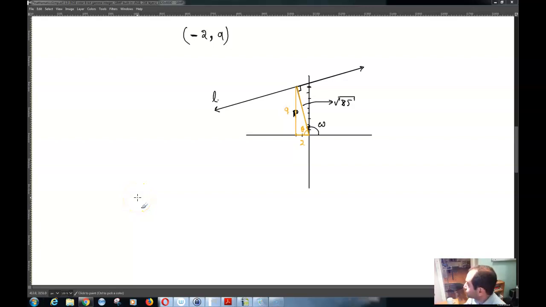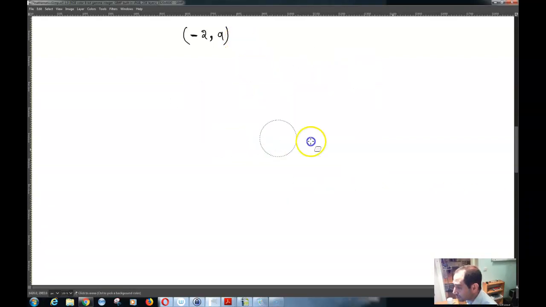Okay, so the next question that we have here is question number 15. Let me erase this and we will do this again. It says that the perpendicular from the origin to a line meets it at the point negative 2, 9, meaning that you have the point negative 2, 9, so 1, 2, 3, 4, 5, 6, 7, 8, and 9, for example.